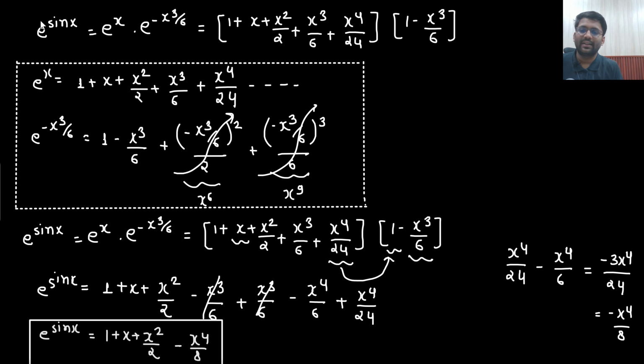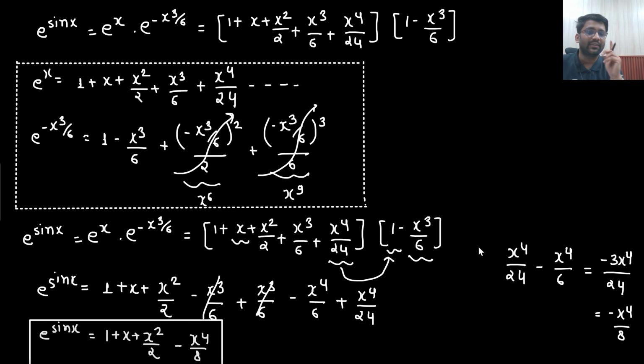I will start from here, sir, e to the power sin x I will write down. Then I will write the sin x expansion till x to the power 3 only: x minus x to the power 3 divided by 6. Then I will do the expansion. Here also I will write down till x to the power 4 only. Whatever terms come beyond that, I don't need to care about them. Only till x to the power 3 in that manner. Then simply do the multiplication.